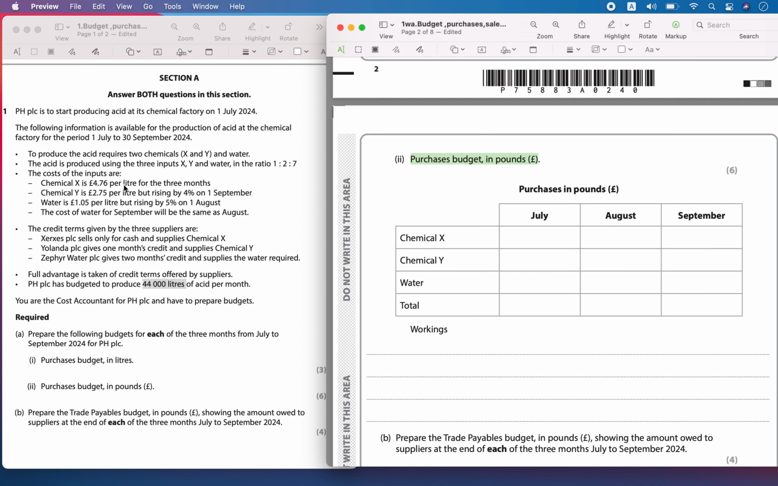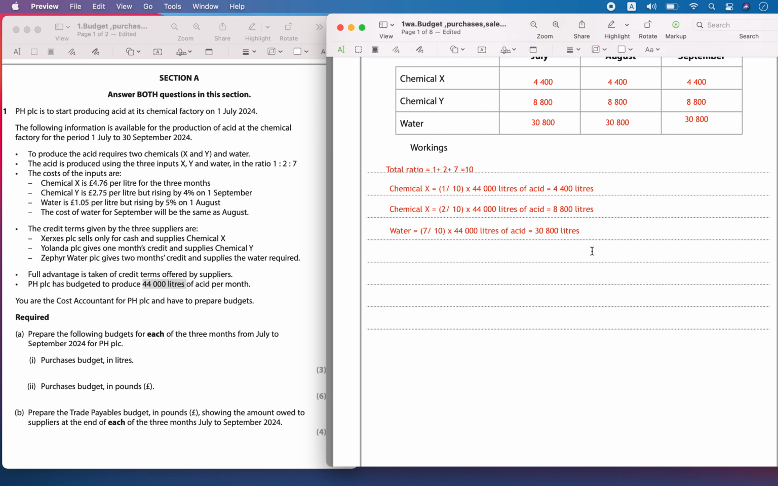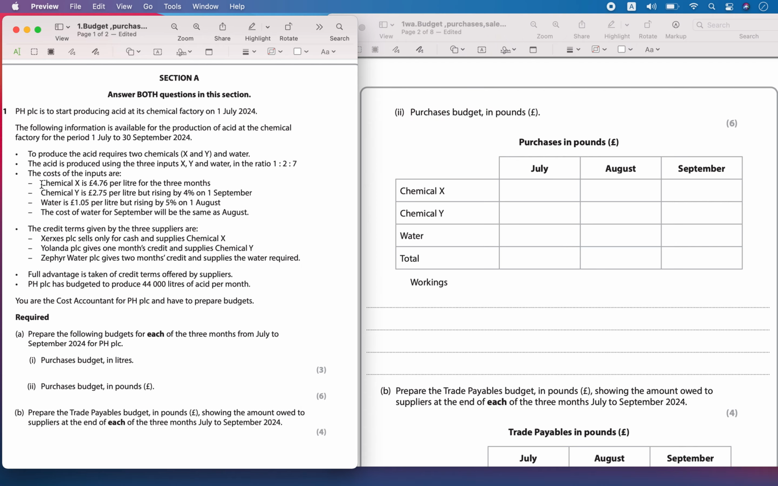Purchases budget in pounds. How much cost will be incurred for purchasing this amount of liters? Here they have given some information. For the chemical X, the per liter cost is 4.76 for all the 3 months. That's fixed. Then for chemical Y, it is 2.75 per liter, but it is rising by 4% on 1st September. So for July and August, it will be 2.75, but for September, it will be a 4% increase of 2.75.